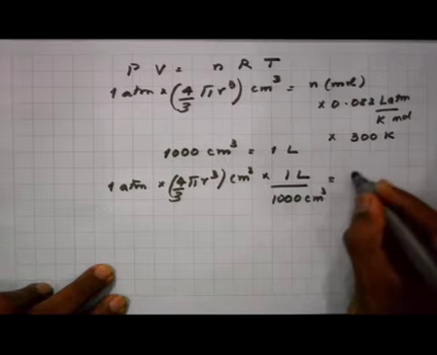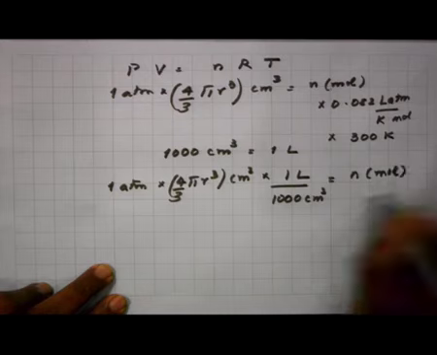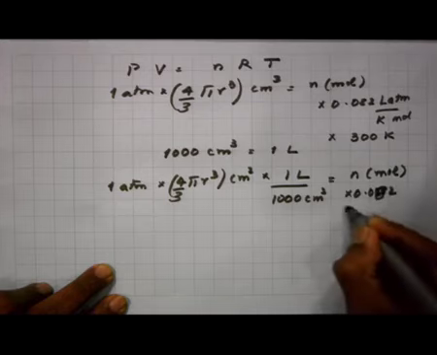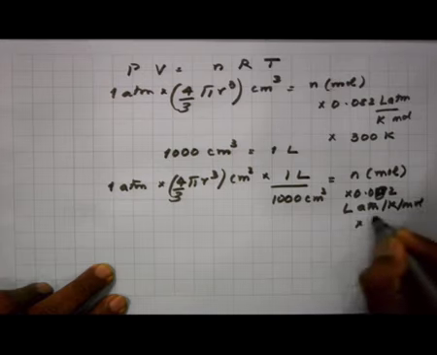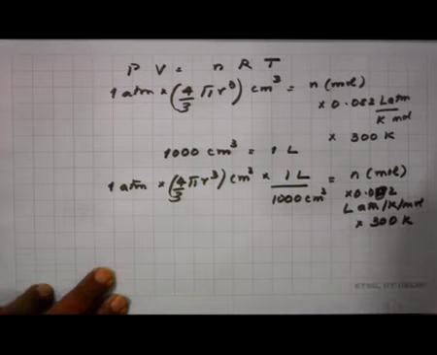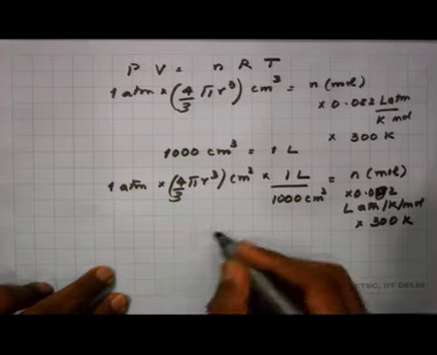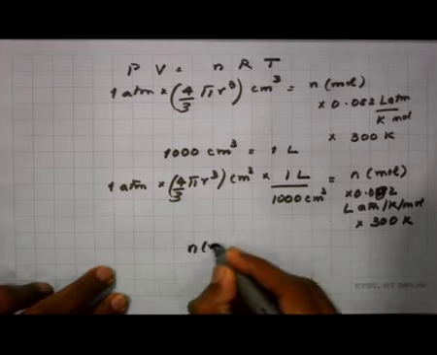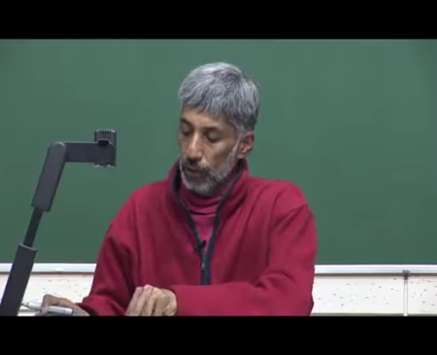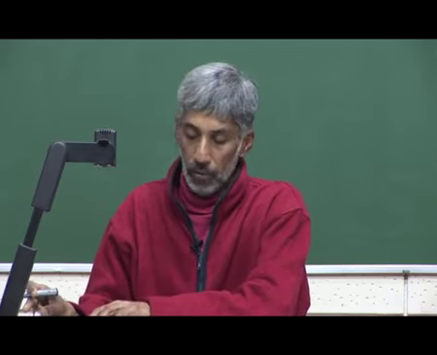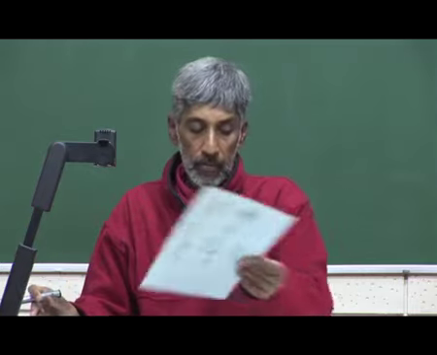is equal to n in moles times 0.082 liter atmosphere per Kelvin per mole into 300 Kelvin, and you should get your units right. And whatever, you solve for this and you will get n in moles. So, that gives you a straightforward illustration of the number of moles. Well, fortunately, you do not have to worry about the molecular weight in this particular case. All right.